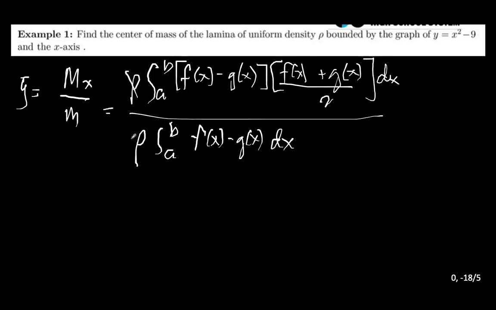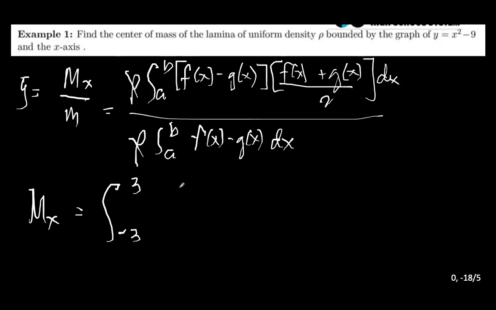Okay, and we can cancel again the density, the rho here. So we have this formula. I'm not going to write it anymore. So let's solve for m sub x, or the moment about the x-axis, without the rho, because it was already canceled. Let's assume that there's no rho here anymore. Our boundaries are from negative 3 to 3.